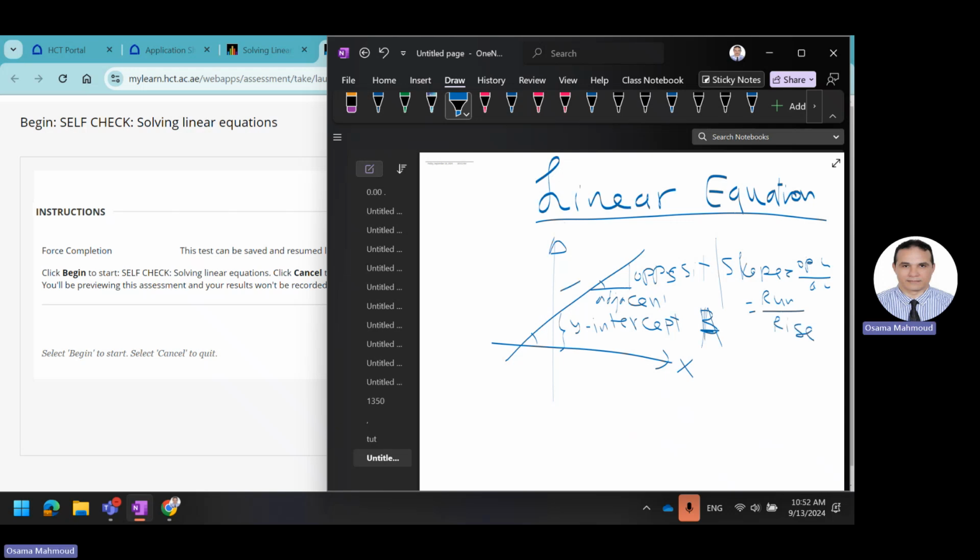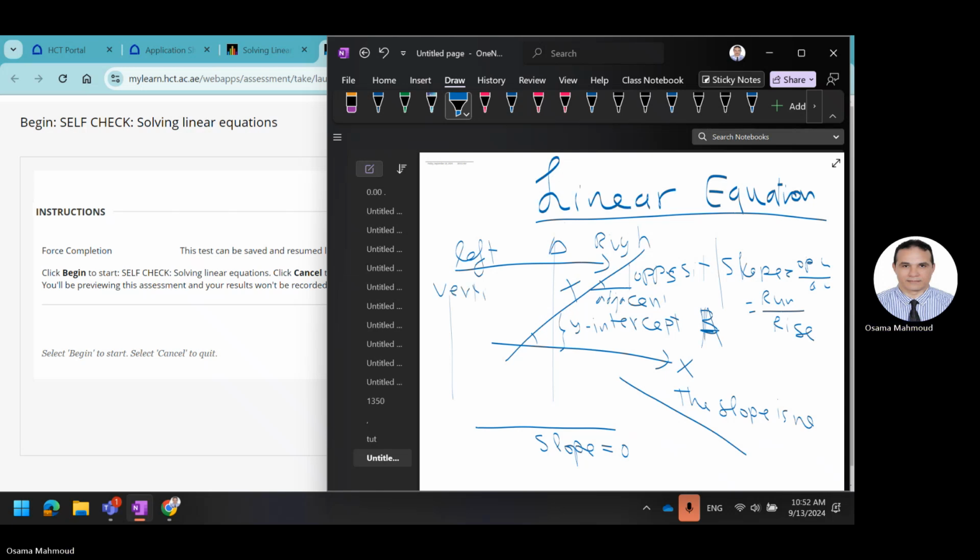Slope will be positive if you're going from left to right and you're going up. The slope is negative when you go from left to right and go down. So the slope is negative here. But if you have a line parallel to the x-axis, the slope is equal to 0, right? But if you have a vertical line like this one, you have an undefined slope.